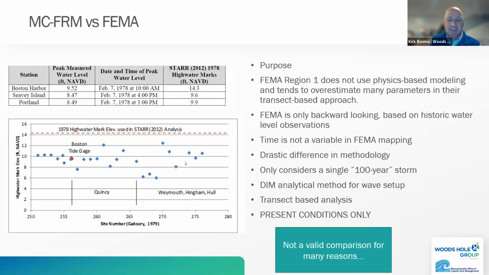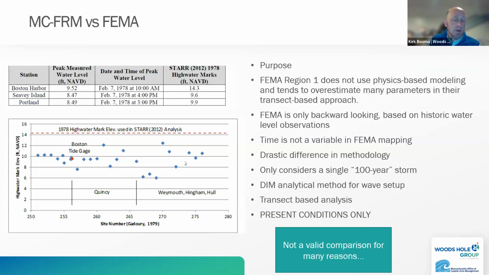The bottom line is FEMA has its own thing. It's its own purpose. Don't try to compare them. It's not really valid for a lot of different reasons, and people always try to do that. It's different. If you're looking forward in time, you're looking for planning, MC-FRM is the data that you're going to want to use.